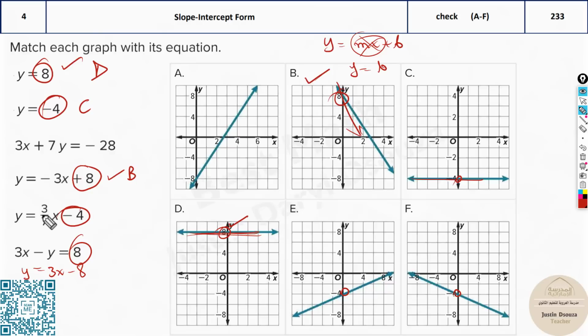But what about this one? What is the slope here? Slope is positive, so it should go upwards. Is it this line? No. It has to go upwards. So it is E over here.